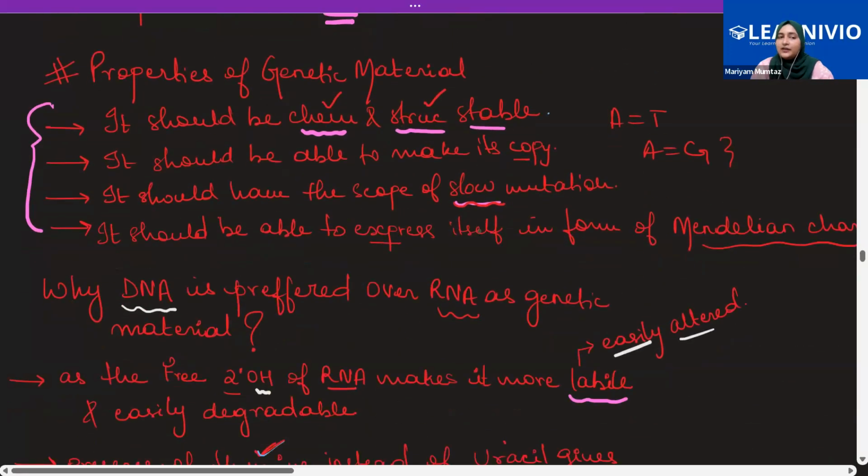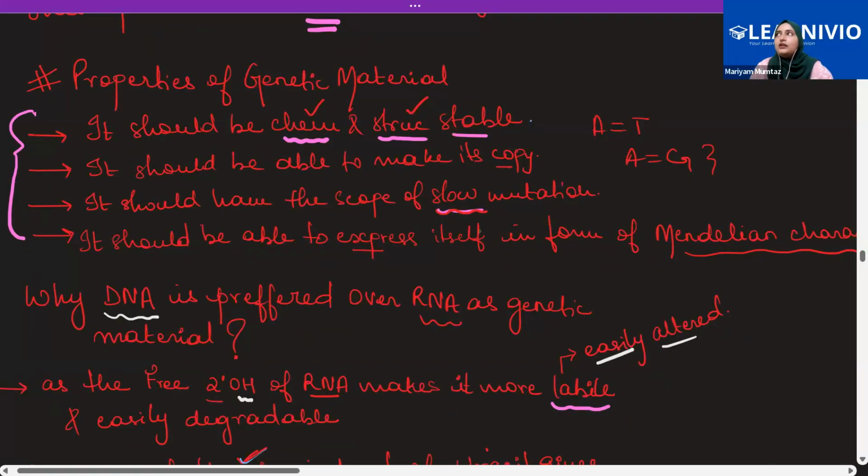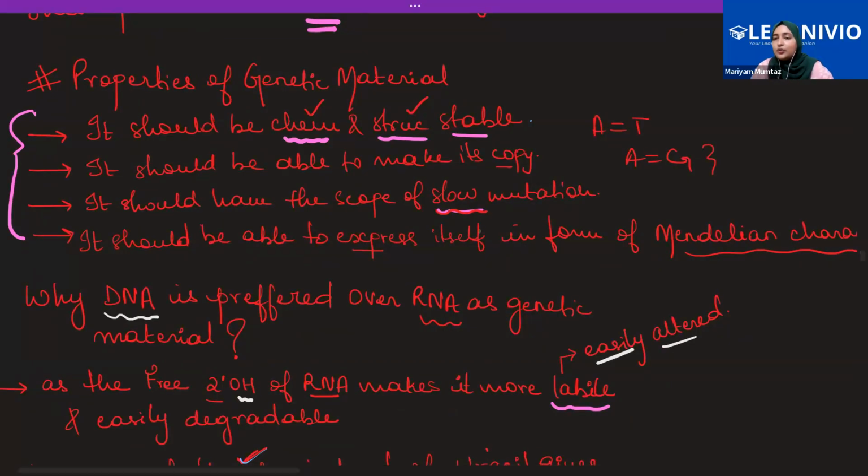Now, let us see. You people remember when I was teaching you the reproductive health chapter, in that I taught you what are the properties of an ideal contraceptive. Same way, we are going to see the properties of the ideal genetic material. First of all, whichever genetic material, it could be anything, but it should be chemically and structurally stable. Whenever you write, remember that I am writing chemically and structurally. Don't write struct and chem, because your teacher will not understand.